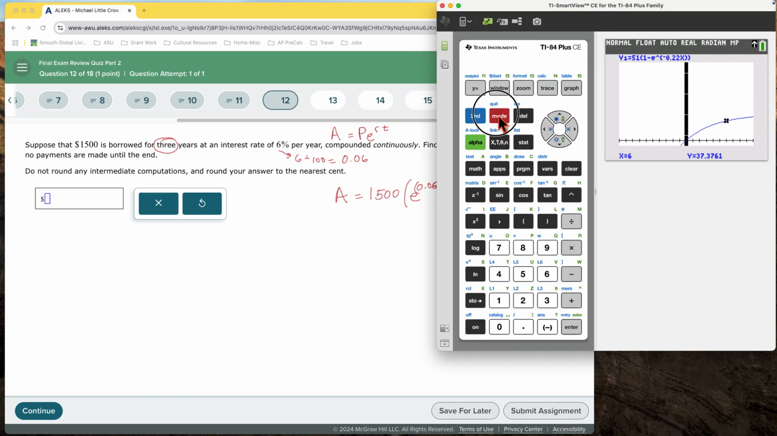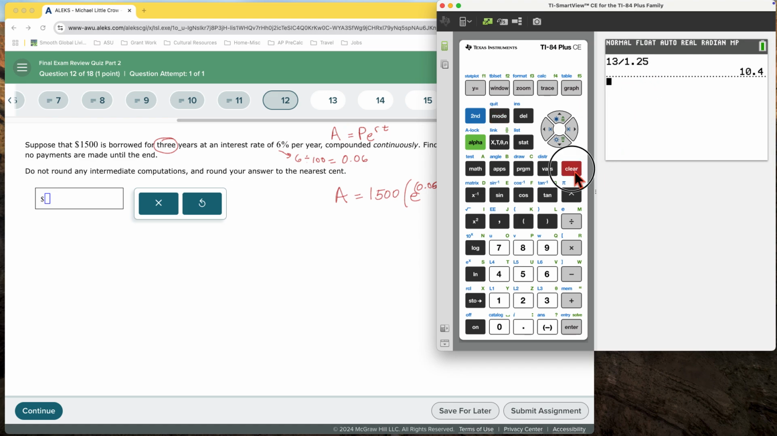Let's come to our calculator, get to the calculating part, clear out the old stuff. 1,500 times parentheses e, there's our e here, which is the natural number, it's not a variable. We have our 0.06 times 3. Get your grouping symbols correct, depending upon which version of the calculator you have and how your calculator works. But we hit enter.